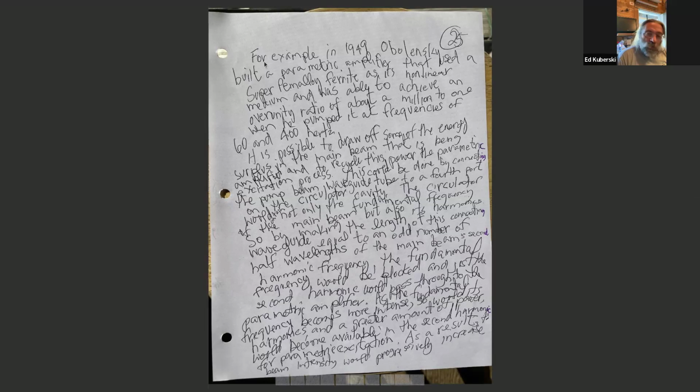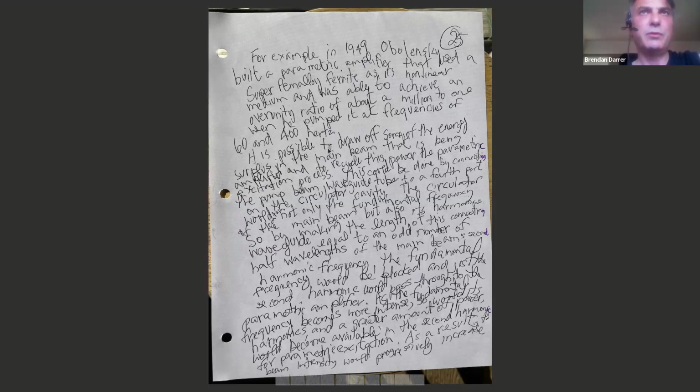Last page. For example, in 1949, Obolensky built a parametric amplifier that used a super Permalloy ferrite as its nonlinear medium, and was able to achieve an over unity ratio of about 1,000,000 to 1 when he pumped it at frequencies of 60 to 400 hertz.